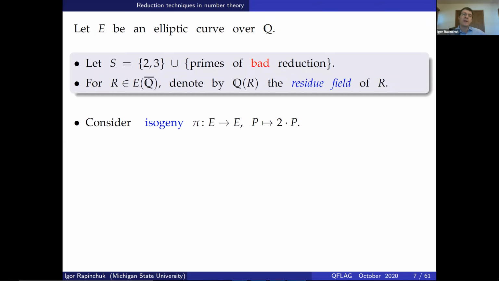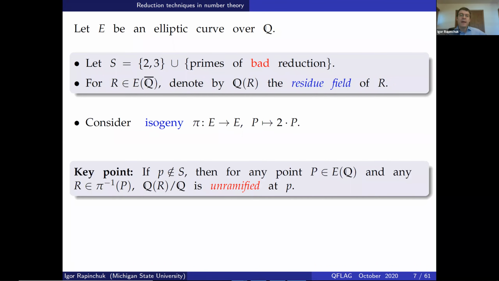Okay, so for the proof, one considers the doubling isogeny on our elliptic curve that takes a point P and multiplies it by 2. And really the key point that's very much at the heart of the argument is to show that if we take a prime p outside of our bad set S, then for any rational point P and any point R lying in the preimage of P under the isogeny pi, the resulting field extension is unramified at p. And once we have that, one can use some fairly standard considerations from number theory, such as the Minkowski theorem and Kummer theory, to conclude the argument.